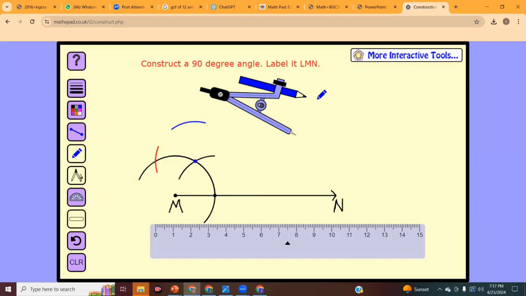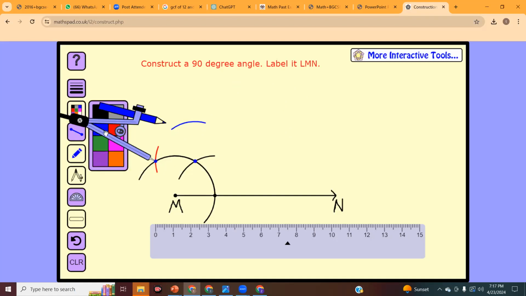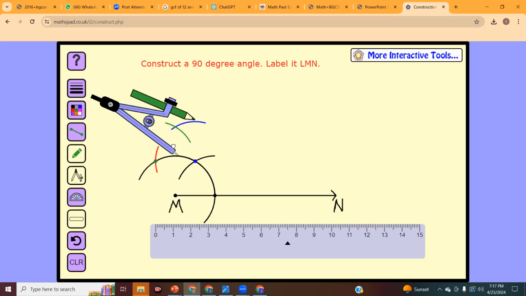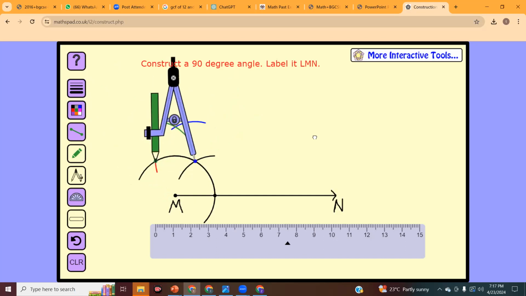So we have to come here, right? And then let's use a different color for this one. We're gonna use the green, and then we're gonna draw another arc right here where they intersect. I think I could make this other one a little bit longer, so we can have some more blue space here. So we're gonna come back here.